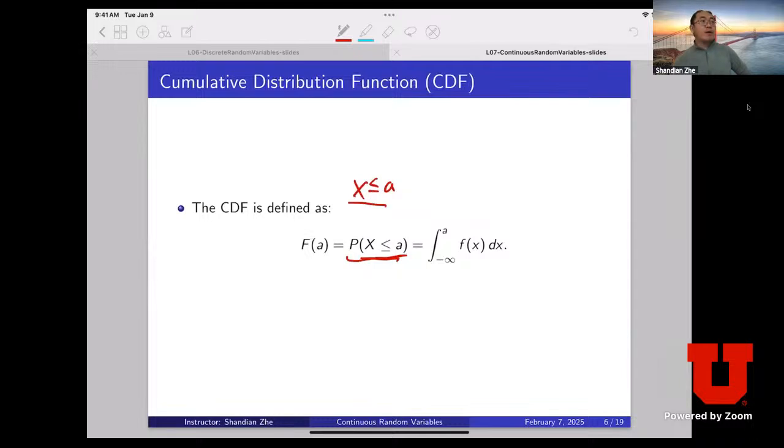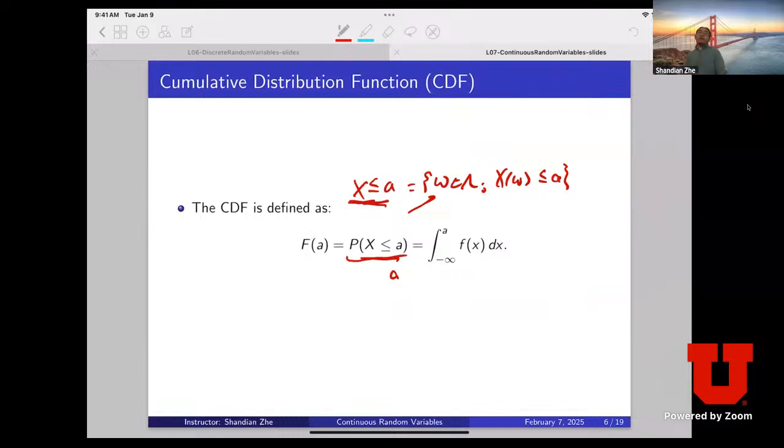Remember, this is a particular type of event. It contains all the elements in the sample space, although now the sample space is continuous, such that when X is evaluated at this omega, it is less than or equal to A. So the CDF function is still defined as the probability for this event. Of course, this event is indexed by A. Different A will correspond to different sets, and it will give you different probabilities.